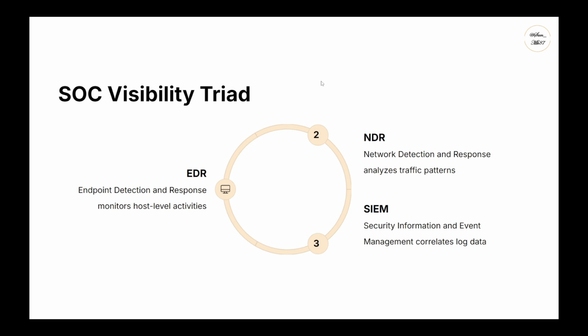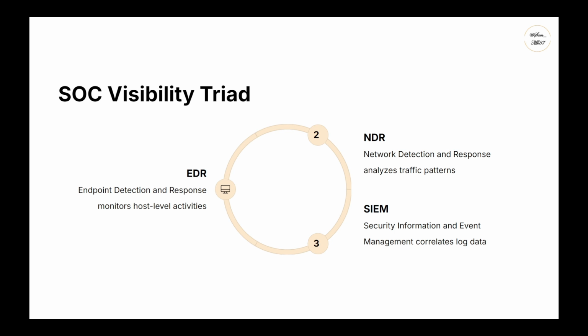SOC visibility throughout, which is a strategic model that helps security operation centers gain comprehensive visibility across the environment. It combines three critical technologies: NDR, EDR, and SIEM, each covering a different layer of security telemetry. First, we have NDR, which is network detection and response. These tools focus on analyzing network traffic patterns to identify suspicious behaviors, such as lateral movement or data exfiltration. And this is especially used for spotting threats that don't leave traces on endpoints, like advanced persistent threats or zero-day exploits moving through the network.